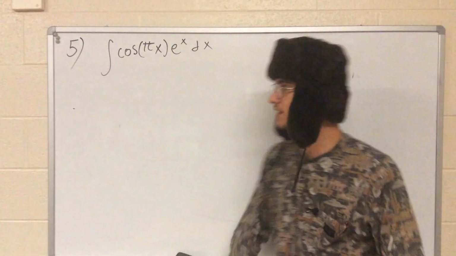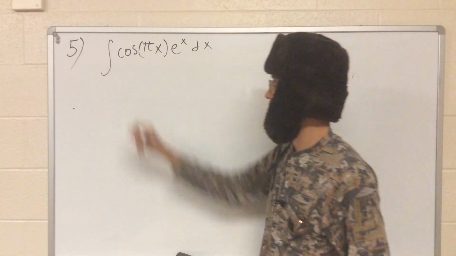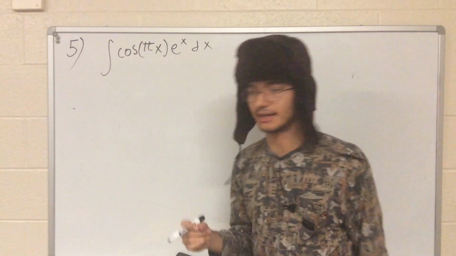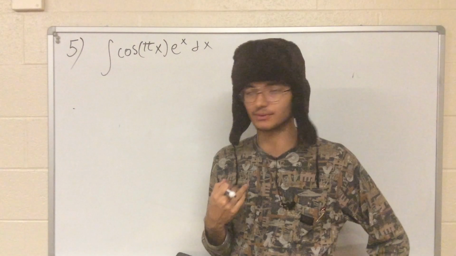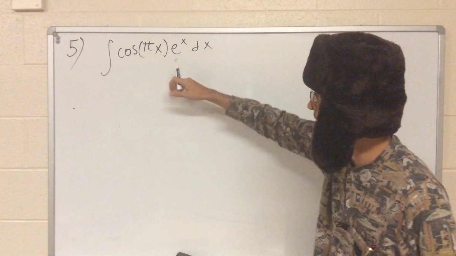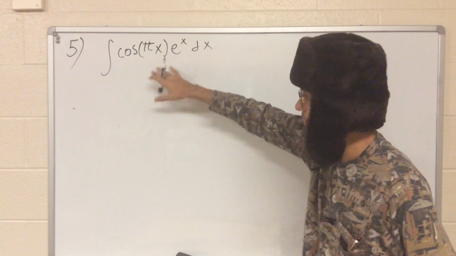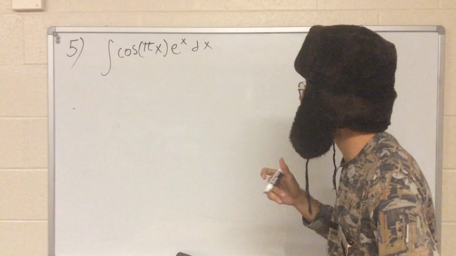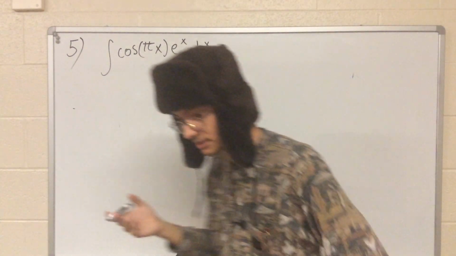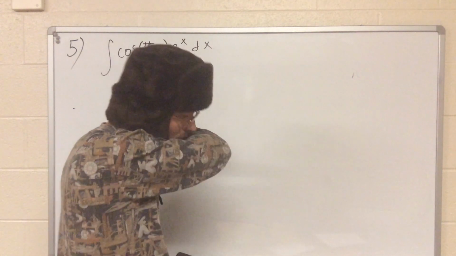So for question 5, we have the integral of cosine of pi x times e to the x dx. And this integral is a special one because it will repeat itself. It's going to be a repeating pattern. So we're going to find the second factor after we do the integration by parts, which is the most convenient method in this case.